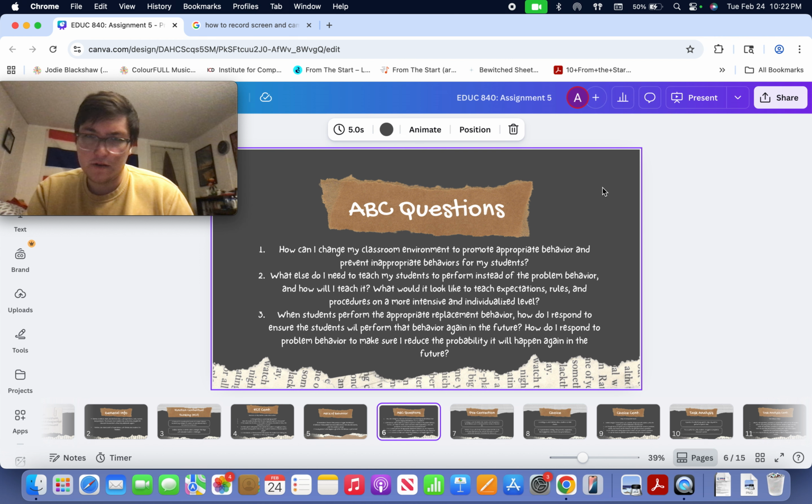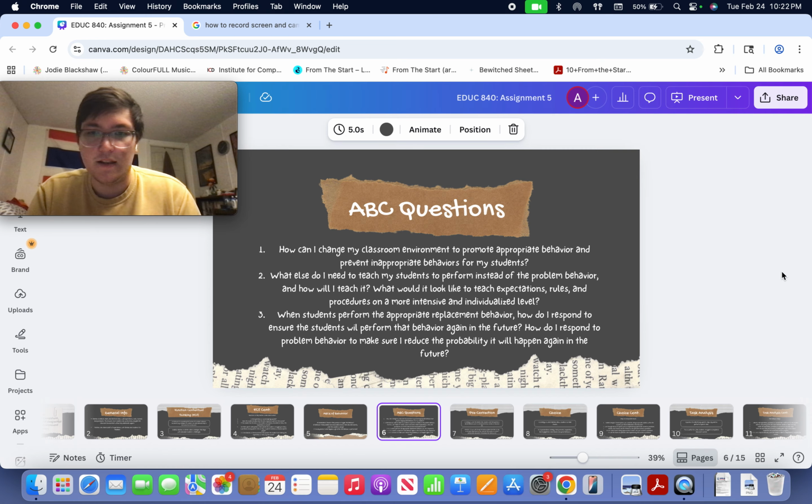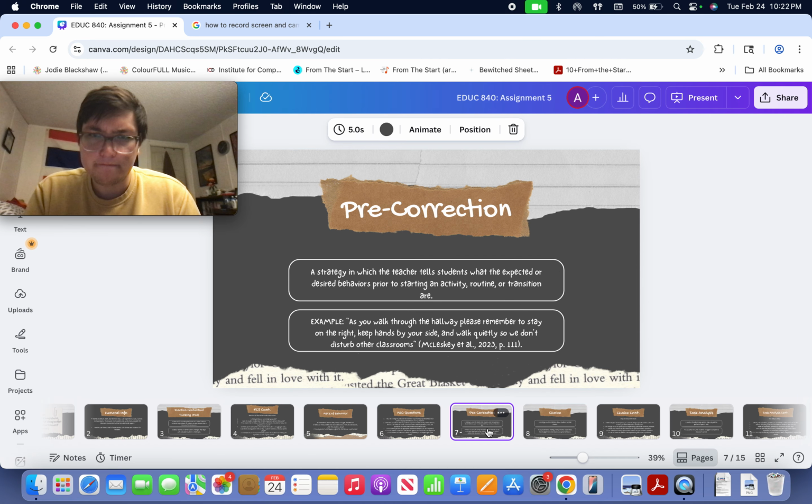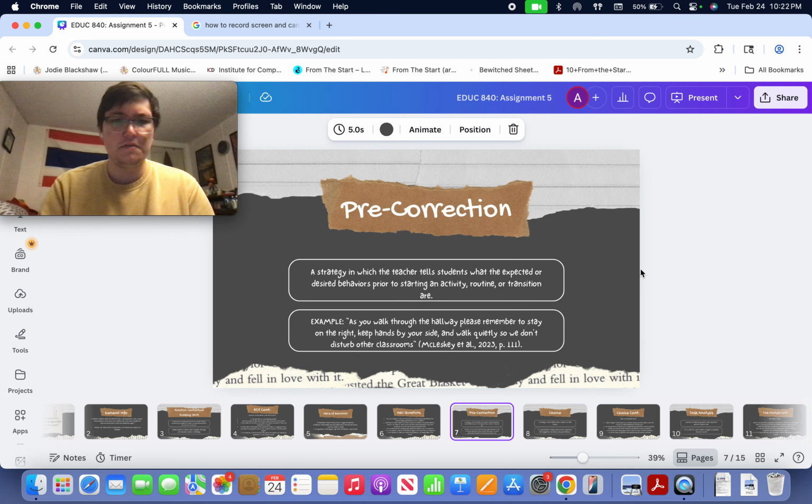In general, you want to monitor the strategy's impact by using data collection, once again referencing the data collection high leverage practices. Now, one of the strategies you could use when working with students is pre-correction, also called a pre-correct. This is a strategy in which the teacher tells students what the expected or desired behaviors are prior to the start of an activity, routine, or transition.